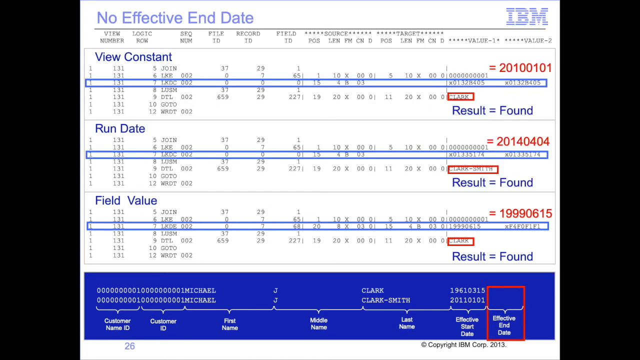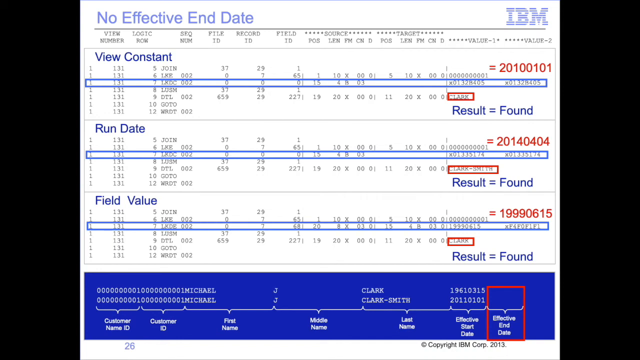In this example, we've modified the customer name logical record so there is no effective end date field. If no end date field is defined on the LR, the start date of the next record is the implicit end date of the prior record. First, the view constant searches with an LKDC constant of 2010, which is less than the 2011 of the second record, but greater than the 1961 of the first record. Thus, the 1961 record is effective. It uses the last name of Clark to build the output record.